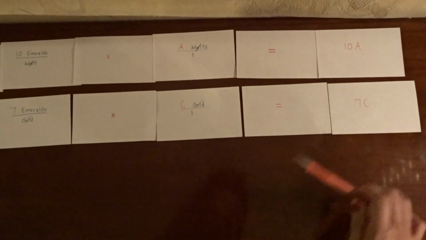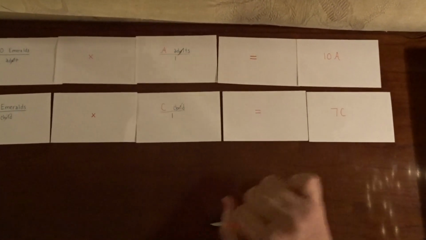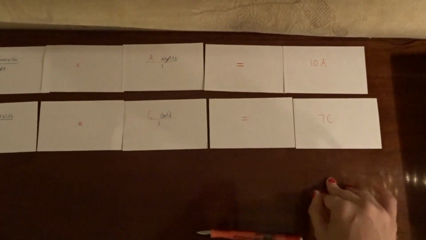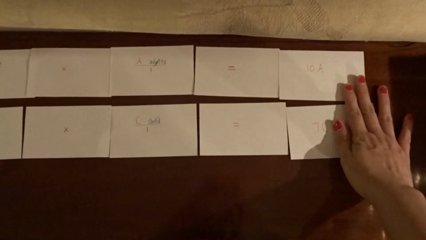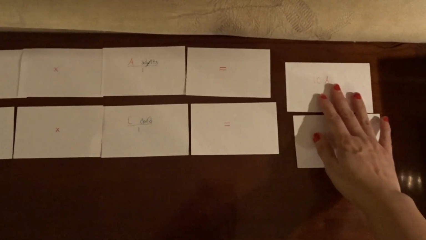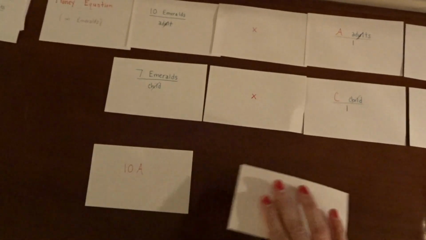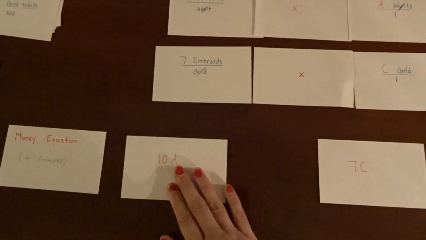And 7C is in terms of money. In this case, the money is in emeralds. So we have 10A up here, we have 7C down here, and these two terms are what we need to construct our money equation. So let's go ahead and do that.